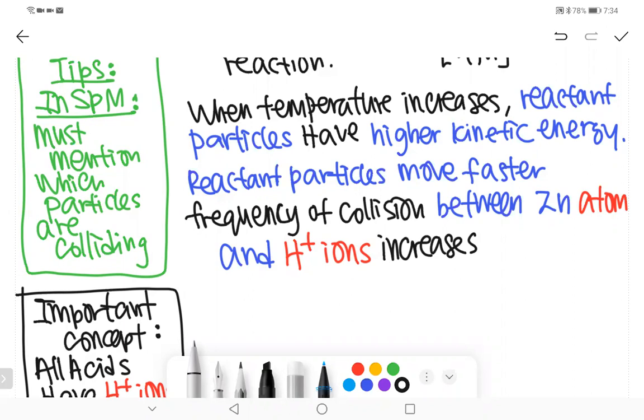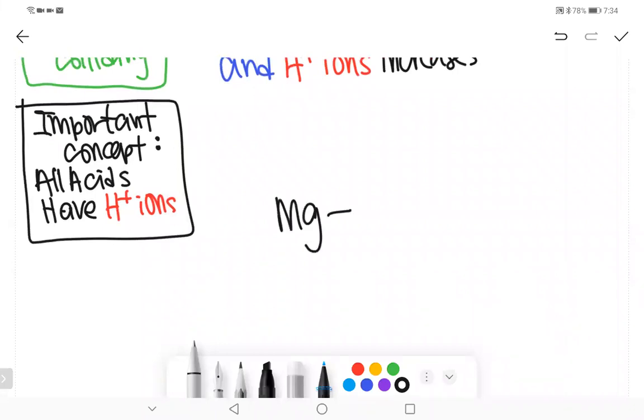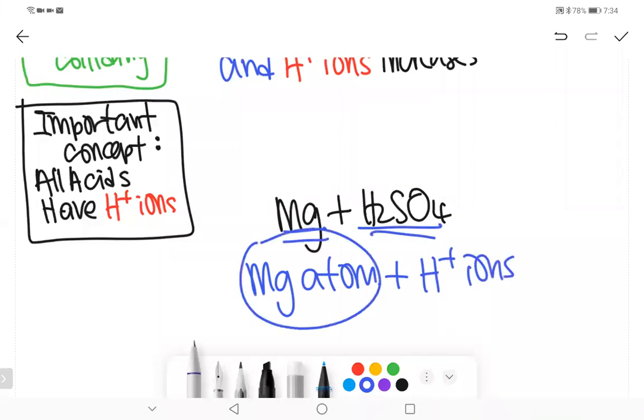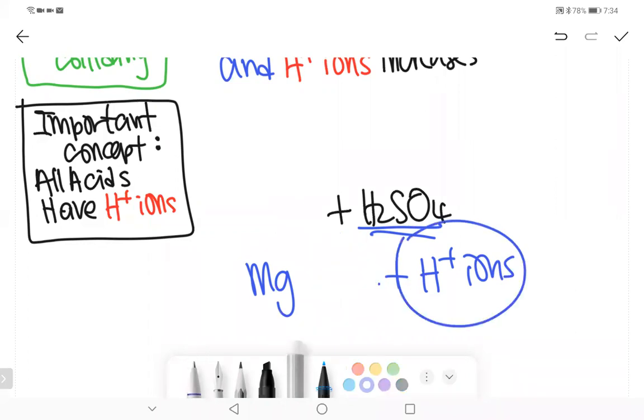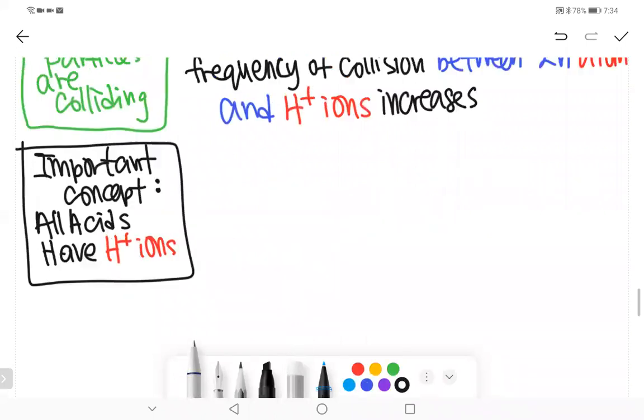Okay, good. So if today we have magnesium and sulfuric acid, then what is the particle that is colliding? Magnesium comes alone, so you call it magnesium atom. Sulfuric acid is an acid, so H plus ion. So magnesium atom will collide with H plus ion. That is what you need to know. If you understand this concept, then it shouldn't be too hard, lah.